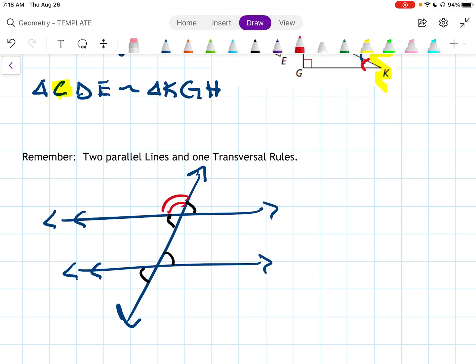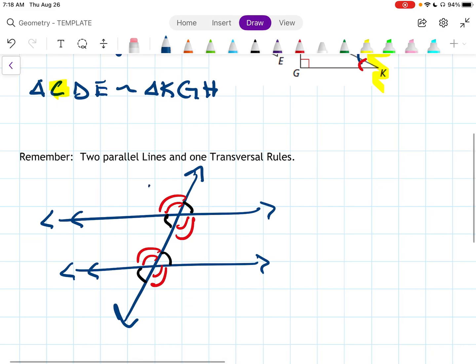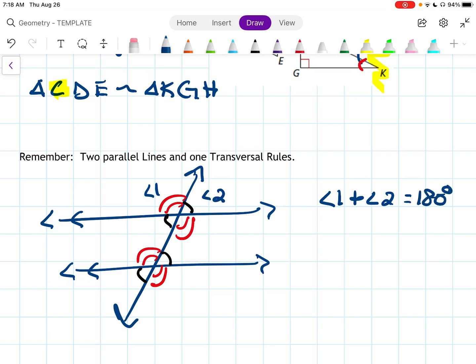Similarly, this guy and that one are congruent by vertical angles, and then by corresponding angles, this one and this one are congruent, right? So we only have two unique angles here, the red angle and the black angle. And then we also can say that if this is angle 1 and this is angle 2, we know that angle 1 plus angle 2 is 180 degrees. That's a valuable piece of information too.